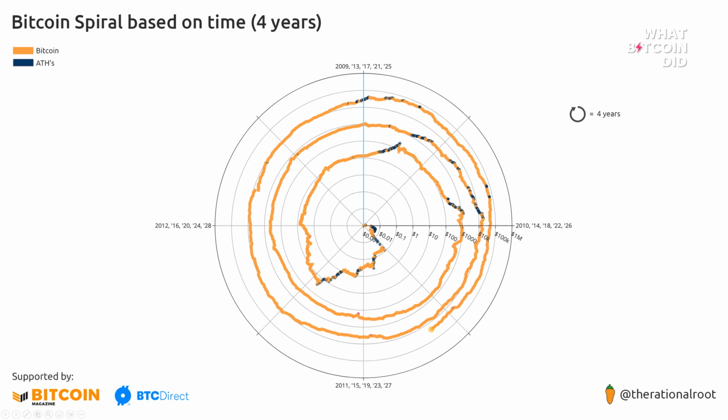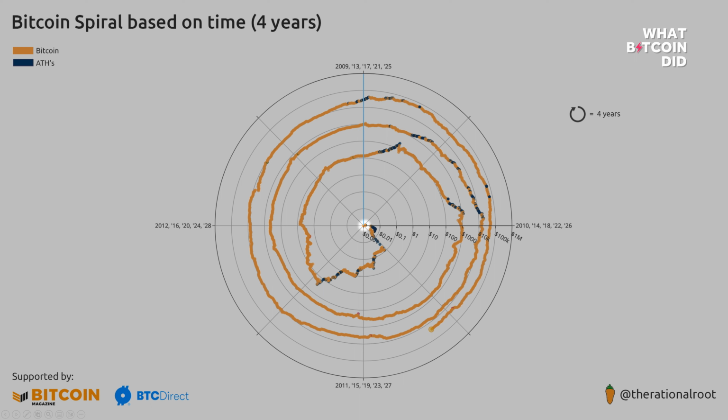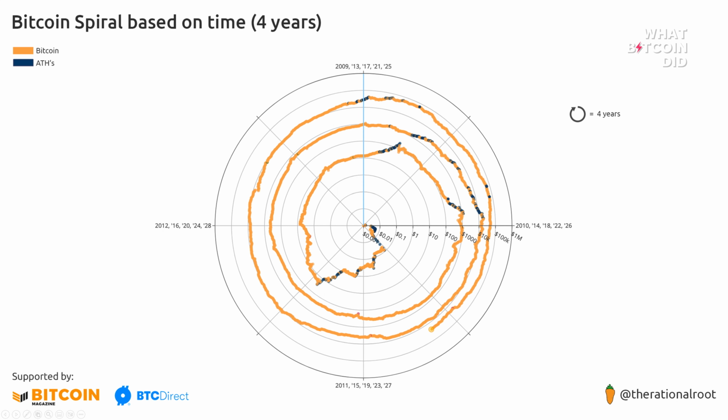The thing that stands out here is that if we take the 4-year chart, every rotation in the circle now represents 4 years, starting in 2009. And we see now that all the blue dots, all the all-time highs, fall in the first quadrant. Apart from the first couple of years. Yeah, apart from the early days in 2009, indeed. But the last 3 cycles, all of those all-time highs fall in that first quadrant.